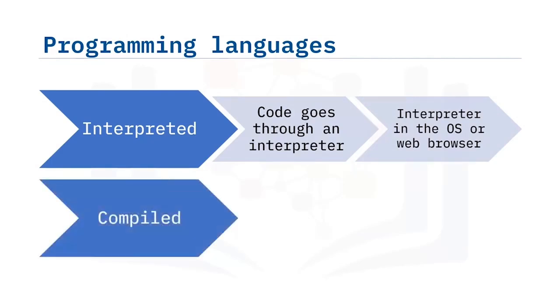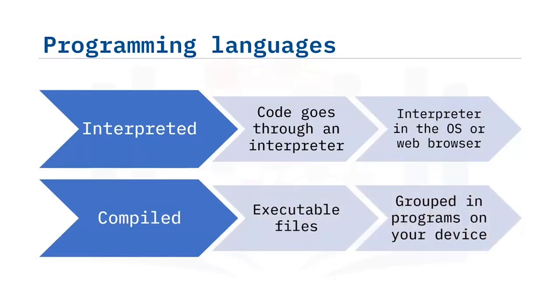Compiled programming languages are used to create files. The files are executable files. They are then grouped in programs that you can run on a computer or device.